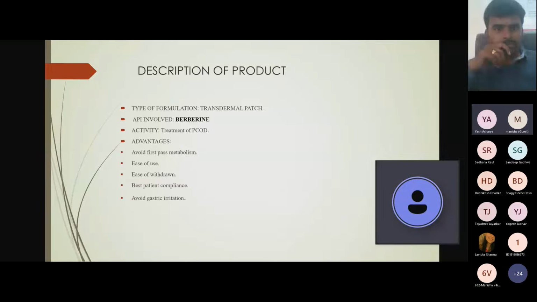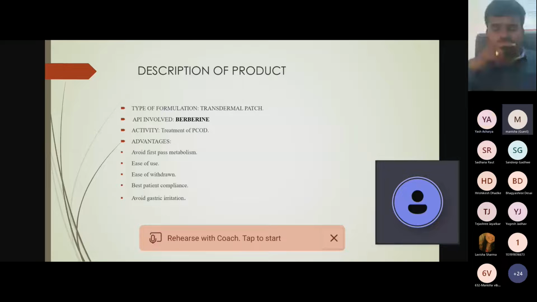Okay, so here is the description of the product we have entitled. The drug involved, meaning the main API, is berberine. The activity is treatment of PCOD, and there are some advantages for which berberine is preferred over other drugs. It bypasses the first pass metabolism, it is easy to use, easy to withdraw, and has more patient compliance compared to other marketed formulations. It also avoids gastric irritation.